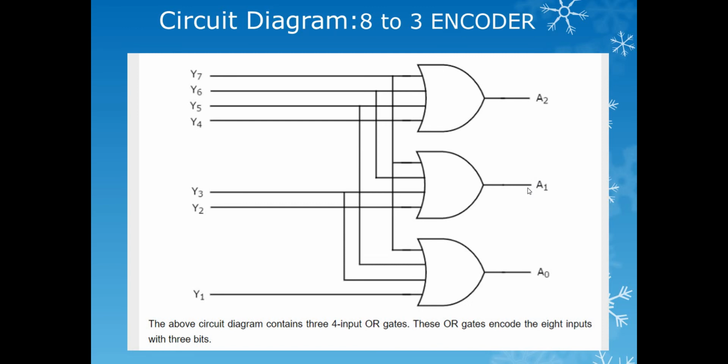When the A1 Boolean expression is expressed based on this circuit diagram, consider the input lines Y7, Y6, Y3 and Y2. These 4 input lines are added. This A1 expression will be written. A0 equals Y1, Y3, Y5 and Y7.